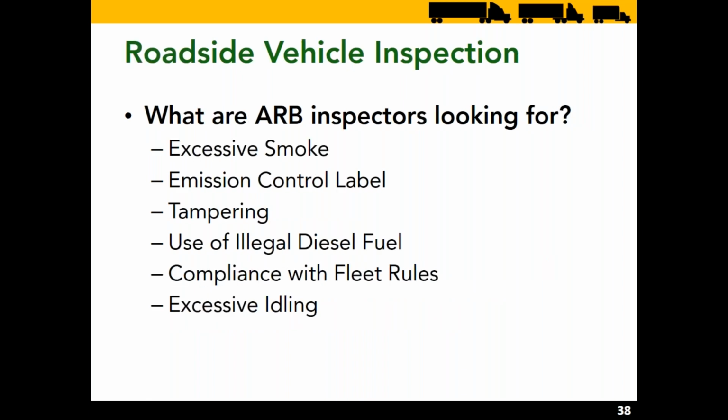So what are ARB inspectors looking for? The first thing is excessive smoke. As Randy mentioned earlier, one that we see a lot of issues with is the emission control label. They're also going to check that anytime an inspection is going on your vehicle. They look for tampering, so that includes removing emission control equipment or not properly maintaining it.